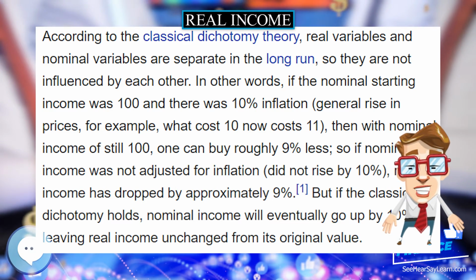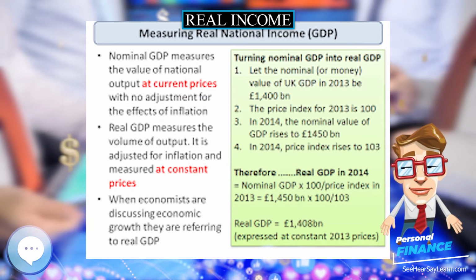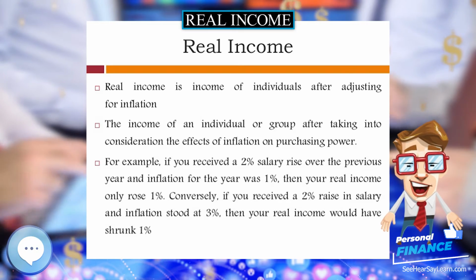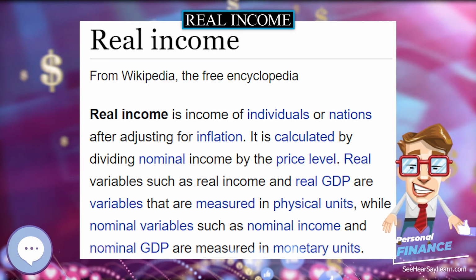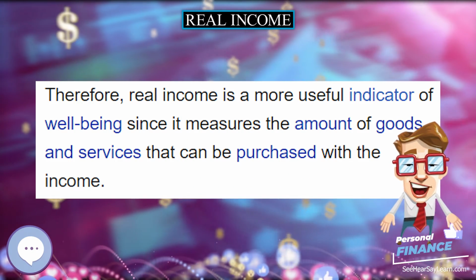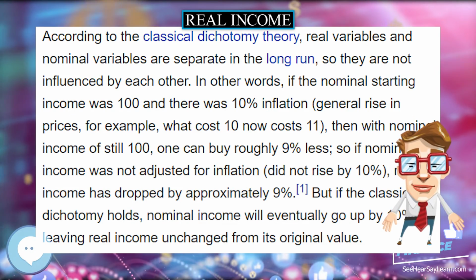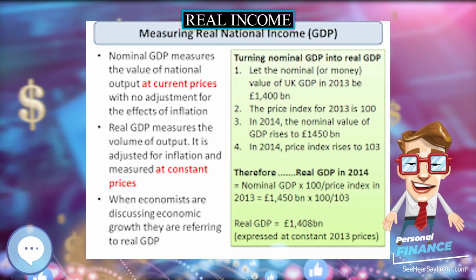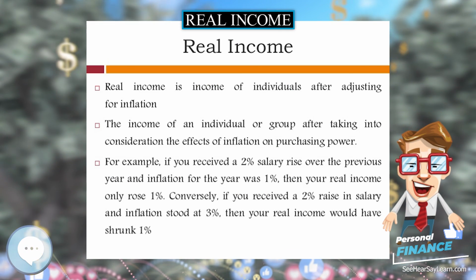In other words, if the nominal starting income was 100 and there was 10% inflation, a general rise in prices, for example, what cost 10 now costs 11, then with nominal income of still 100, one can buy roughly 9% less. So if nominal income was not adjusted for inflation, did not rise by 10%, real income has dropped by approximately 9%. But if the classical dichotomy holds, nominal income will eventually go up by 10%, leaving real income unchanged from its original value.